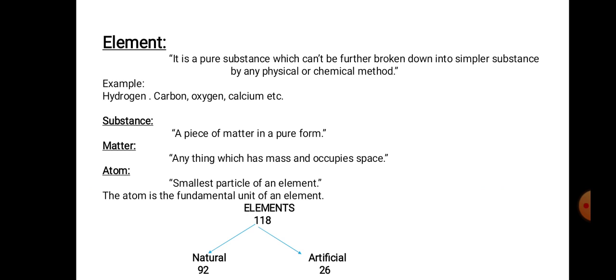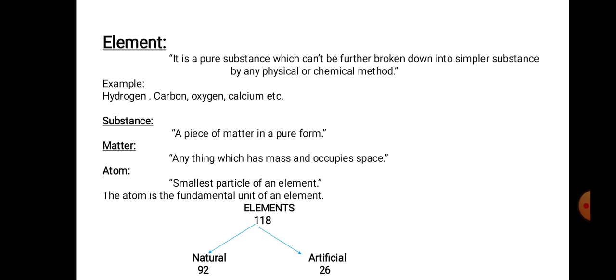Now comes to the substance. A piece of matter in a pure form is called a substance. Now, what is matter? Anything which has mass and occupies space is called matter. Atom. Smallest particle of an element is called atom. The atom is the fundamental unit of an element. It means all the elements are made up of atoms.